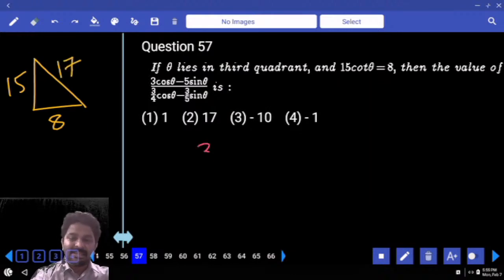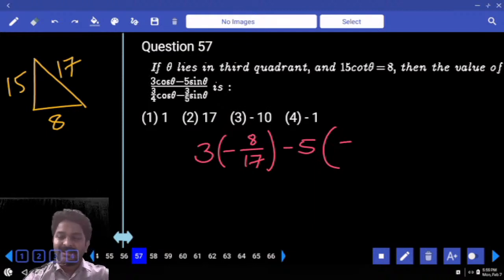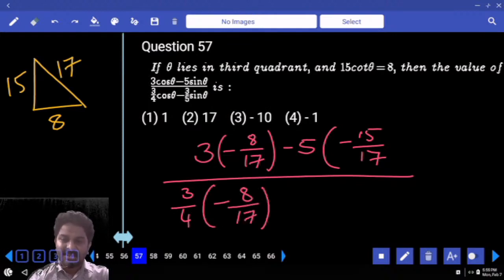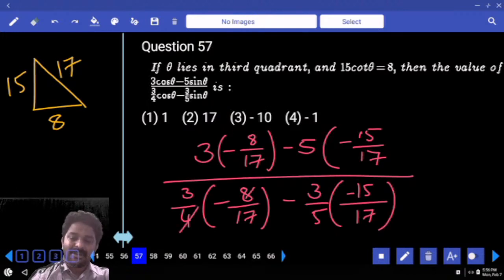Yes, next. 3 cos theta, cos is a negative value, so minus 8 by 17, minus 5 sin theta, sin is also negative, so minus 15 by 17, divided by 3 by 4 into cos theta, minus 8 by 17, minus 3 by 5 sin theta, minus 15 by 17. Is this clear so far? 4, how many times? 2 times. 5, how many times? 3 times.